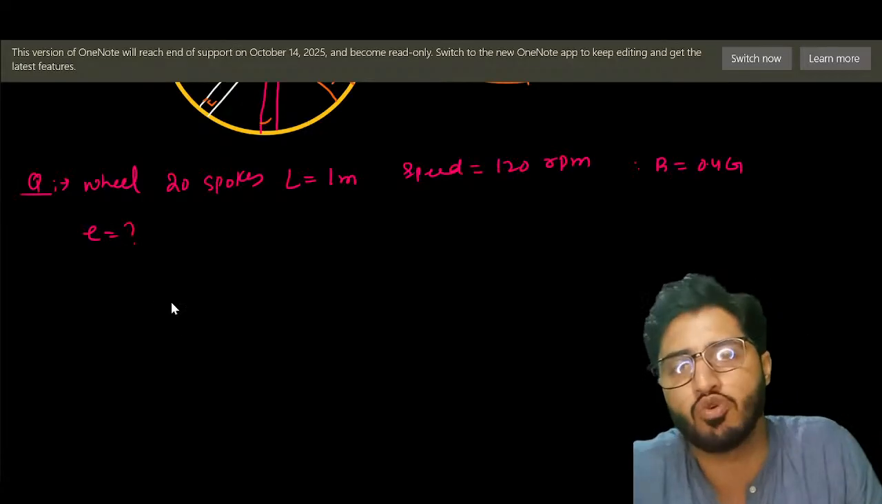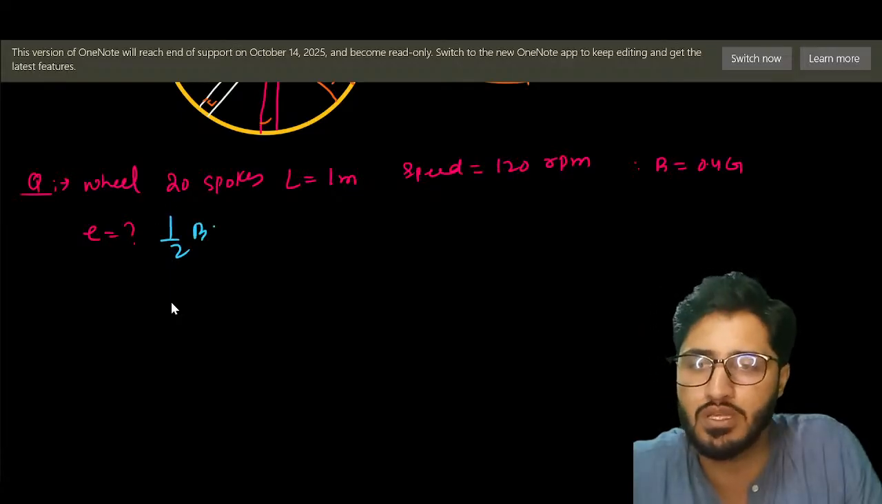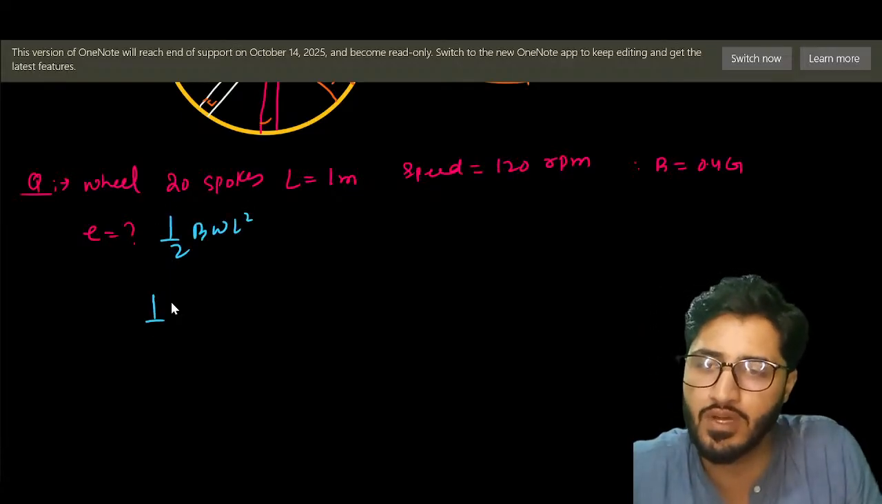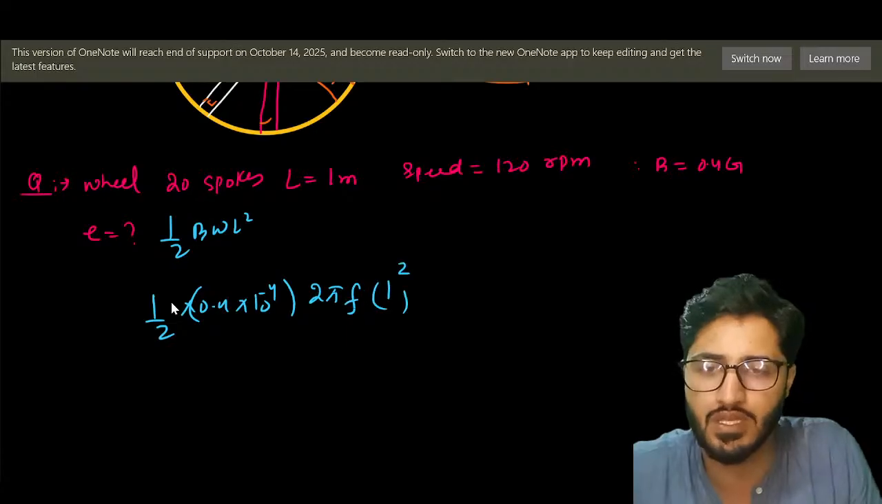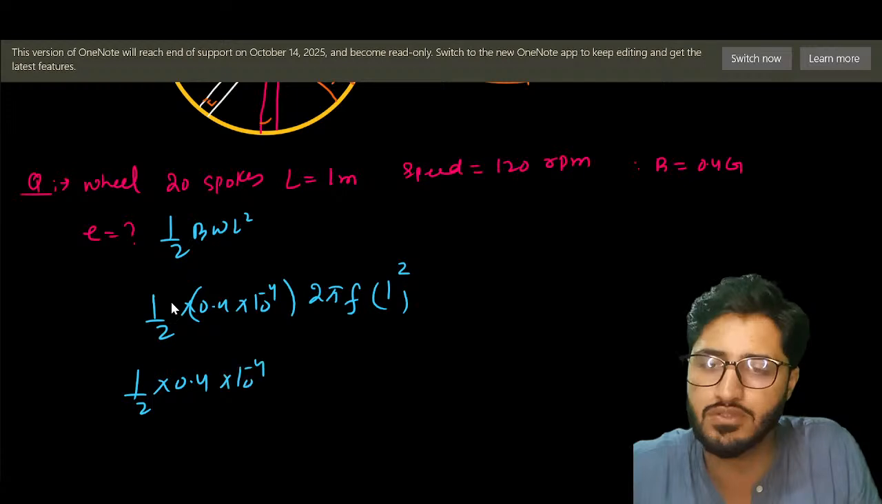What is the formula for motional EMF? It is 1 by 2 B omega L square. B is 0.4 Gauss. Gauss means 10 to the power minus 4 Tesla. Omega is 2 pi F. L is 1 meter, so L square is 1. So 1 by 2 into 0.4 into 10 to the power minus 4, into 2 into 3.14 into F.